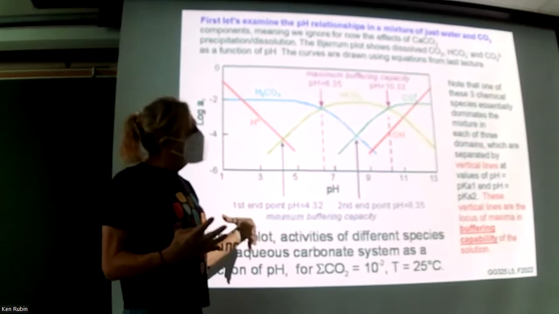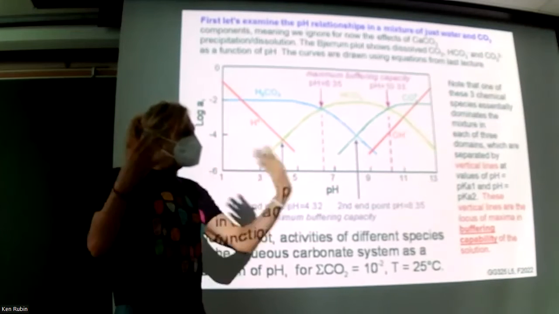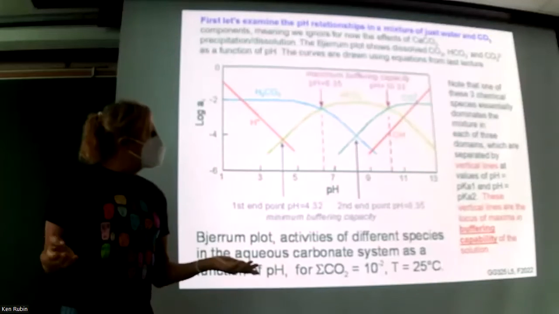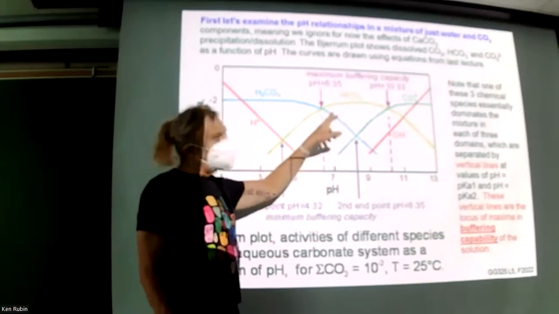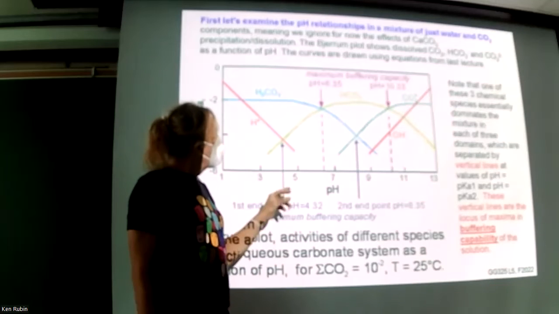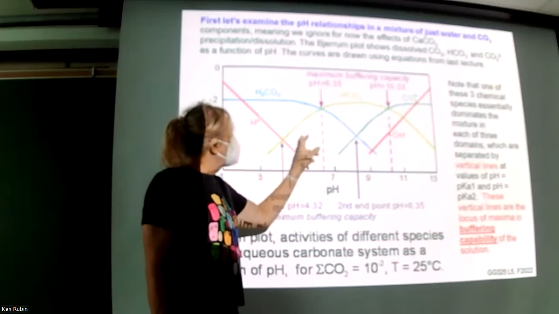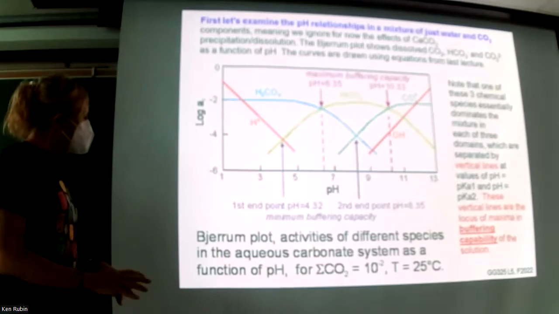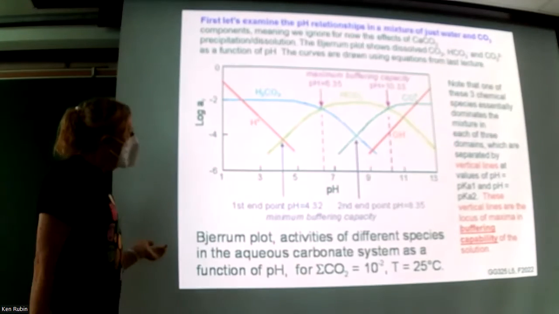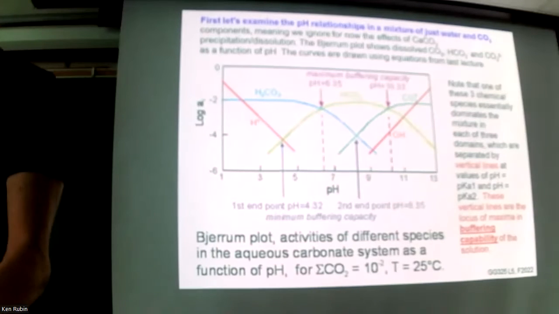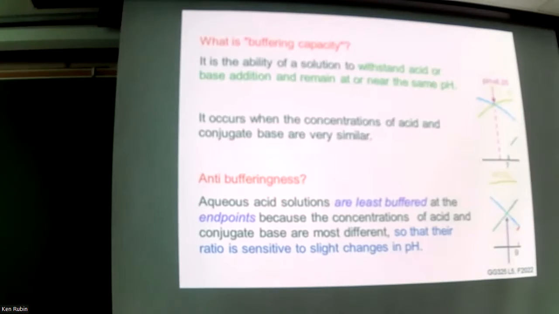And they are minimally buffered at the other points, and buffering is just how sensitive a solution is to adding additional acid or base. So in these places where they're buffered, it's pretty insensitive. You can add a little acid or base and not really change the pH. But when you get to one of these other crossover points, they become very sensitive. They don't actually have a fancy term for them. They're just the opposite of the endpoint, the place where the solution is most sensitive.